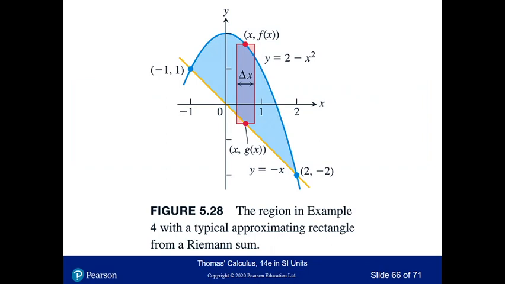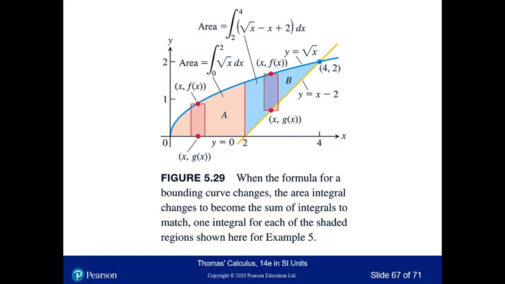Okay, so let's see an example. This example is made up of two functions, y equals 2 minus x squared, which is bigger than the g function, which is y equals negative x, right? Okay, and the interval is negative 1 to 2. And what you're going to do is you're going to say integral from negative 1 to 2 of 2 minus x squared minus negative x. Okay, that's what you would compute.